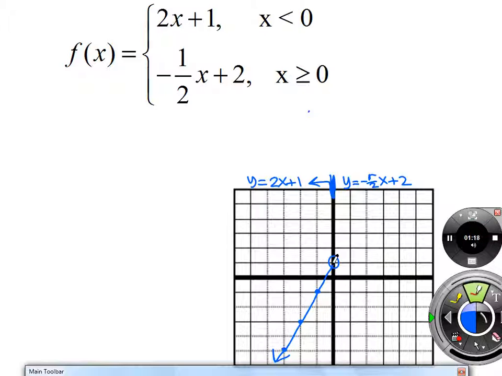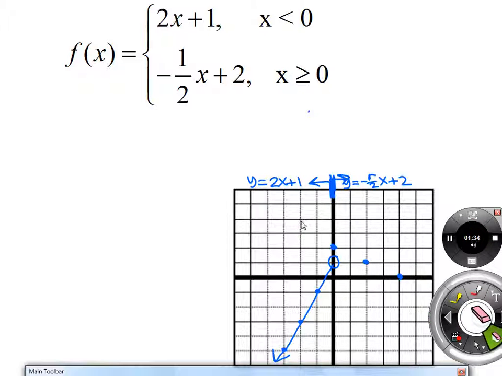Then y equals negative 1 half x plus 2. I would start with the y-intercept of 2 and go down 1 over 2, down 1 over 2, or up 1 over 2 in the other direction too. But again, remember, we have our boundary and we only want to graph it on the right side.